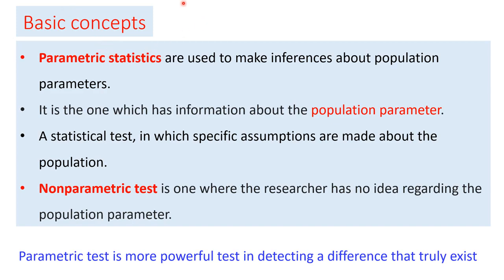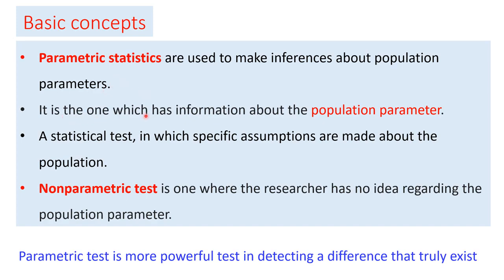When we say a parameter, it is a fixed measure describing the whole population, or a characteristic which describes the whole population. For example, population mean. When we say statistics, it is a characteristic of a sample. For example, a sample mean can be a statistic. So parametric statistics are used to make inferences or conclusions about the population parameters based on the samples that we have drawn from the population.